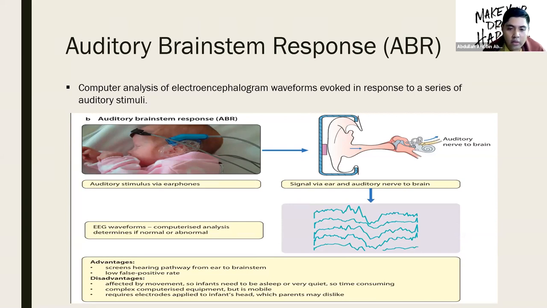The advantage of this screening is that we can screen the hearing pathway from the ear to the brainstem, so it is more comprehensive. However, it is time consuming because we need to put the baby to sleep and use a lot of equipment. So some parents didn't like this test due to that. However, this test is really good.